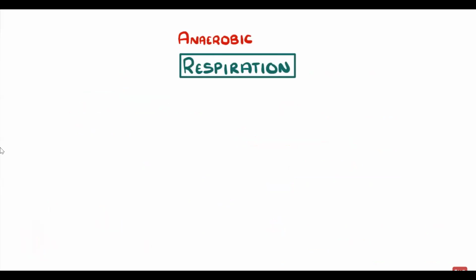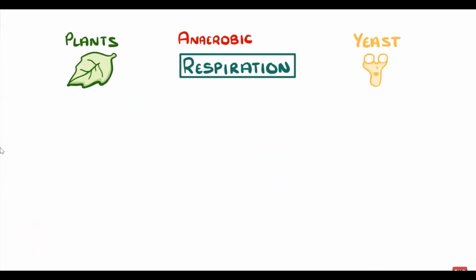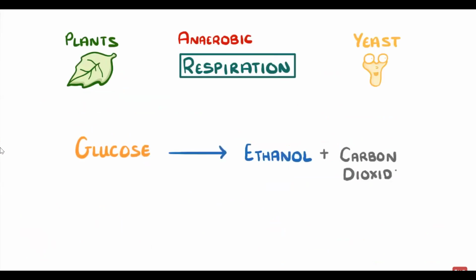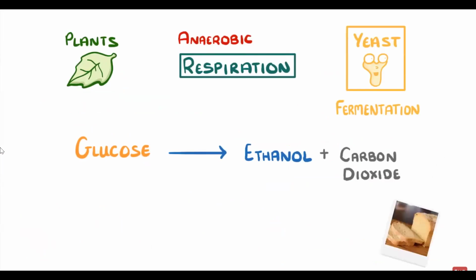The last thing we need to cover is anaerobic respiration in plants and yeast, which is a bit different. This time, the glucose is converted to ethanol and carbon dioxide instead of lactic acid. In the case of yeast, we call this process fermentation, and we take advantage of it in industry. For example, we add yeast to bread so that the carbon dioxide it produces forms little pockets of air that make the bread appear light and fluffy.